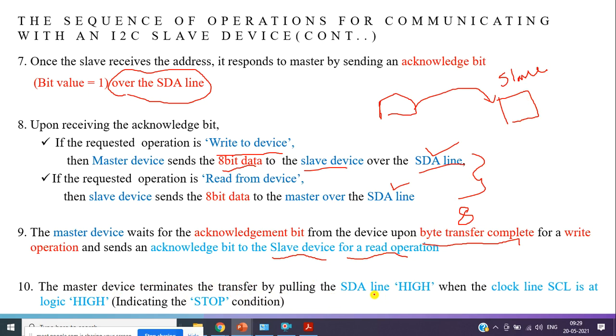The master device transmits the transfer by pulling the SDA line to high when the clock signal is logic high. Now, once the data transfer is done, once the job is done, I should stop that condition. Now, how do you do it?